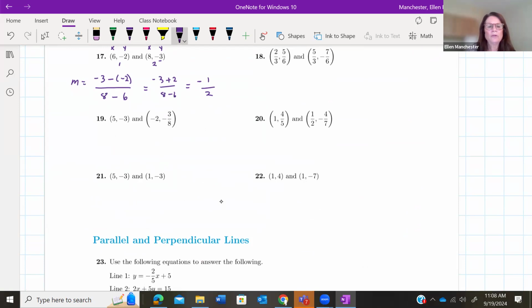Let's try 21 and 22. I don't want to stress you out too much. So slope formula. We have x and y, x and y. This is my first, that's my second. And it does not matter which order. I could have (5, -3) be my second and (1, -3) be my first. It doesn't matter which order, just be consistent. So we have -3.